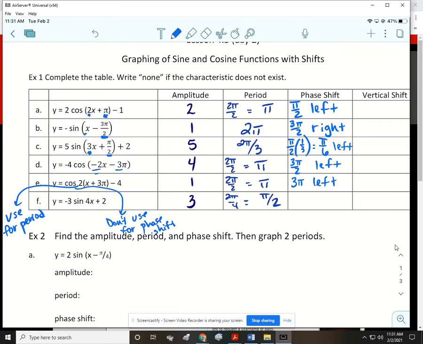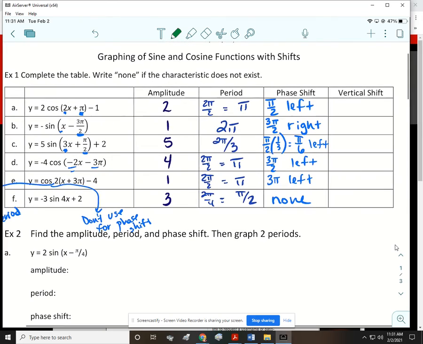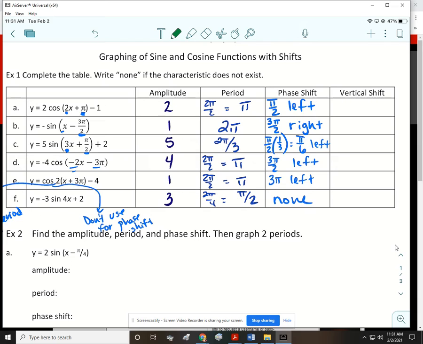And then for F, F doesn't have a phase shift because there's no addition or subtraction inside the parentheses. And then for the vertical shift, there's only a vertical shift if there is addition or subtraction at the end of the problem. And so this one does have subtraction, so it's going to be 1 down, B is 9, C is 2 up, D is none, E is 4 down, and then F is 2 up.